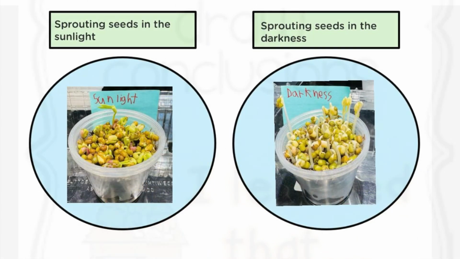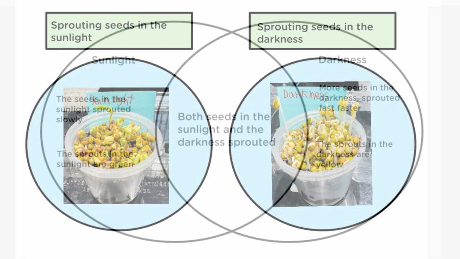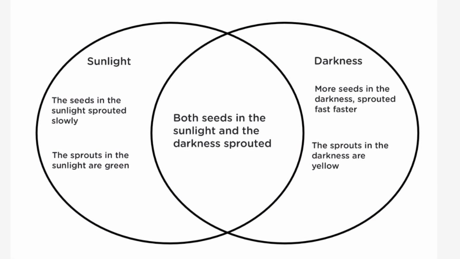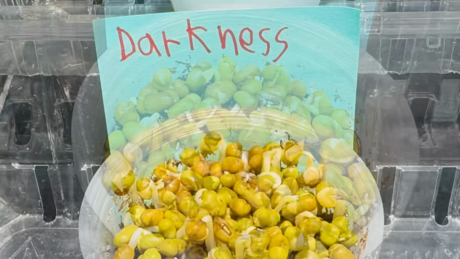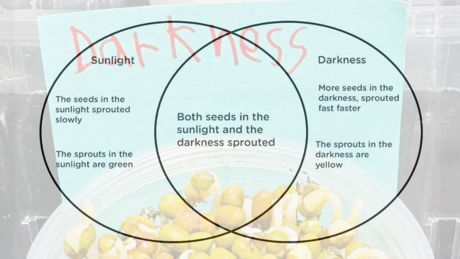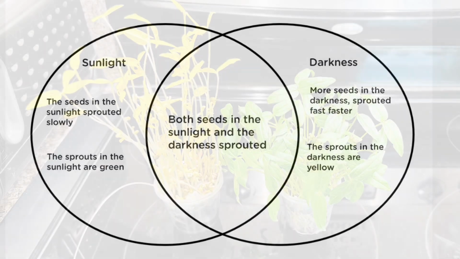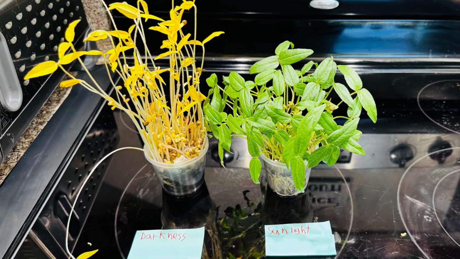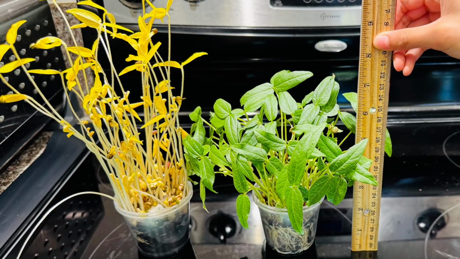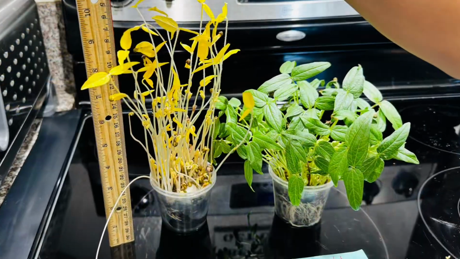My first question was, will seeds sprout in the darkness and in the sunlight? Based on my experiment, both seeds in the sunlight and the darkness sprouted. For my other question, which was, how will sunlight and darkness affect the growing plants? Based on my experiment, both plants grew in the sunlight and the darkness.